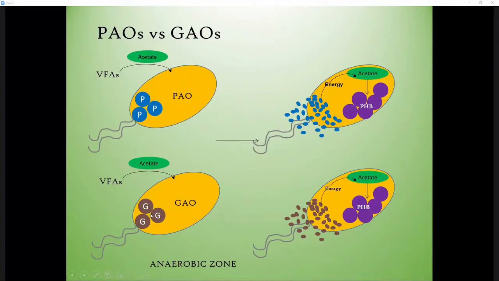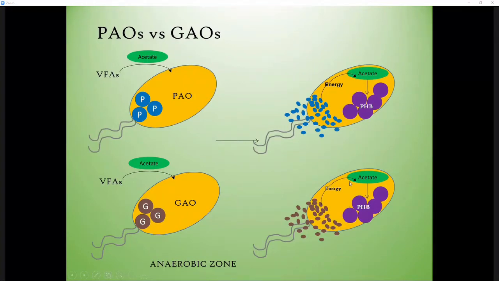At the bottom are the GAOs. They have glycogen. So you put them both in the anaerobic zone. Both of them want the acetate, the VFAs, and they need energy to do that. Your PAOs bust up phosphorus, take it up, and store it as PHB. The GAOs bust up the glycogen and then take it up as PHB.